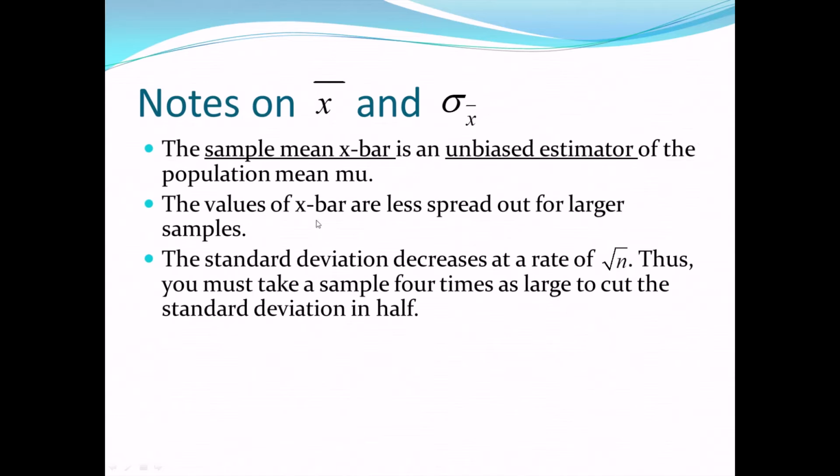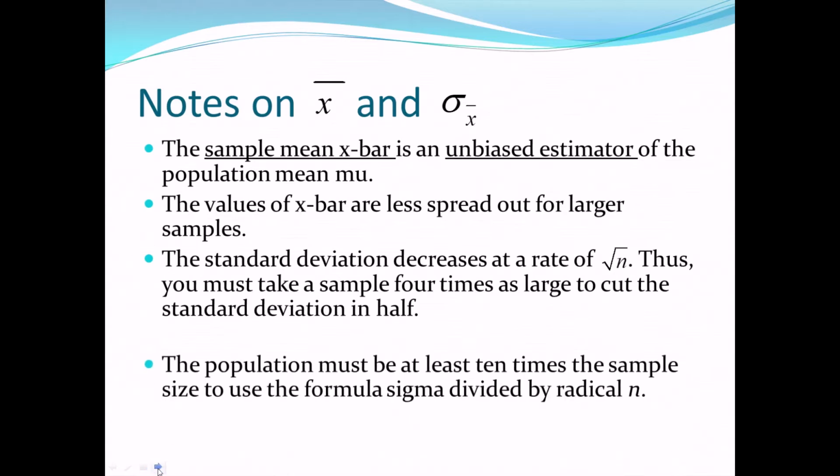Your standard deviation for your sampling distribution of x bar decreases at a rate of square root of n. Thus, you must take a sample 4 times as large to cut the standard deviation in half. Just think about it. If n is 4, the square root is 2. If you divide by 2, you cut things in half. So if you put a 4 in here, that'll give you a certain spread. If you multiply that 4 times another 4 and you get 16, that'll give you a sampling distribution with half of the spread of the previous. So quadruple your sample size will cut your standard deviation for your sampling distribution in half.